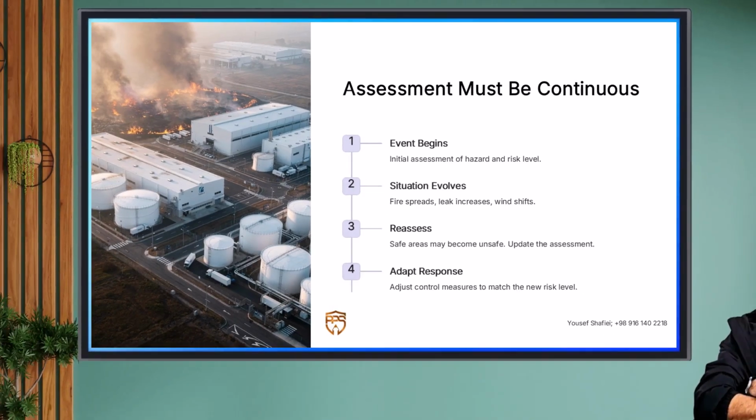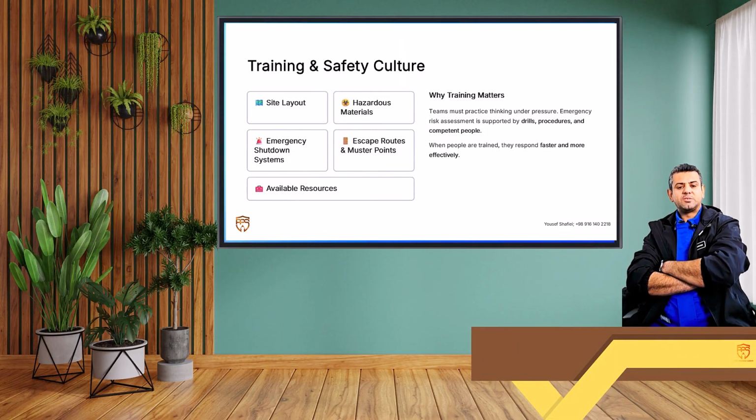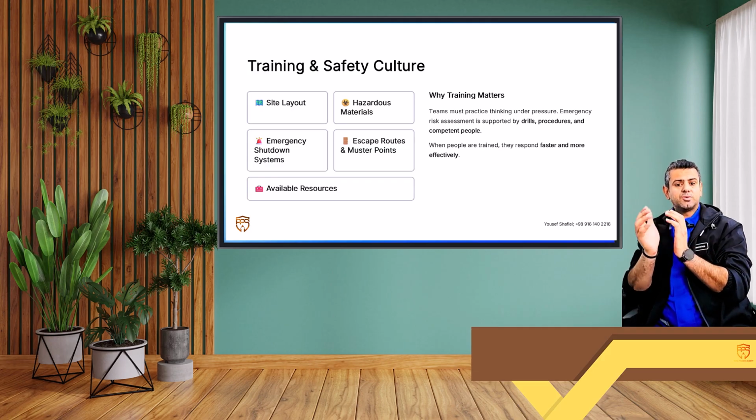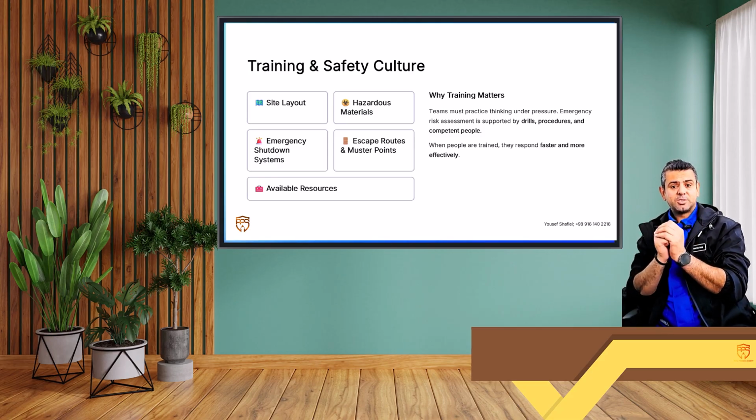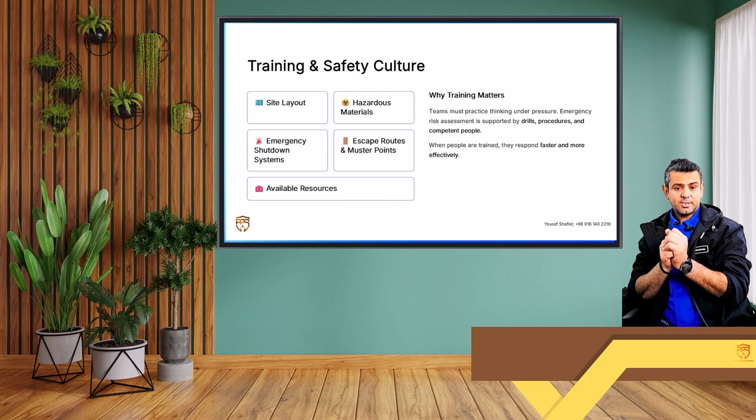In a strong safety culture, emergency risk assessment is supported by training, drills, procedures, and competent people. Teams must practice how to think under pressure. They must know the site layout, the hazardous material, the emergency shutdown system, escape routes, muster points, and the limits of available resources. When people are trained, they can respond faster and more effectively.